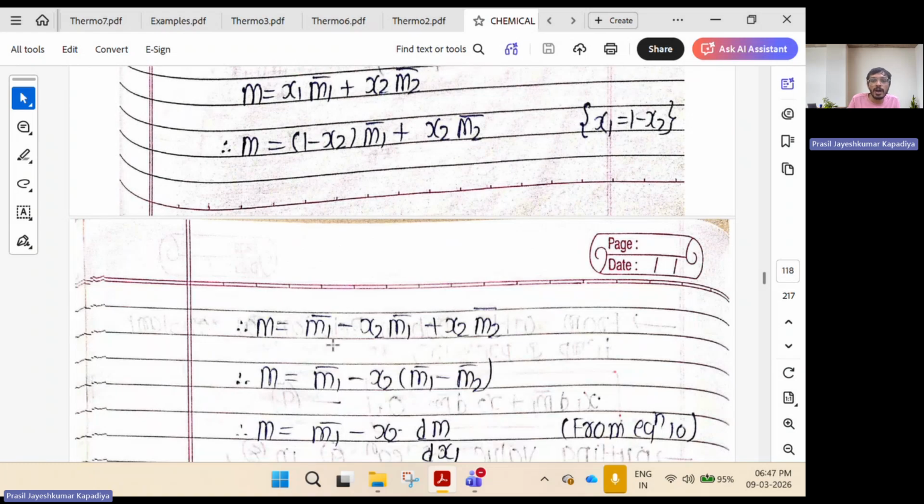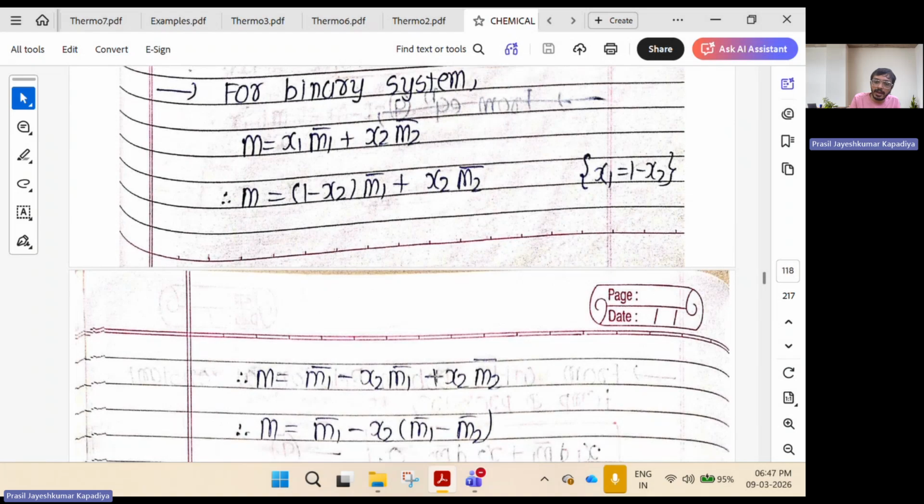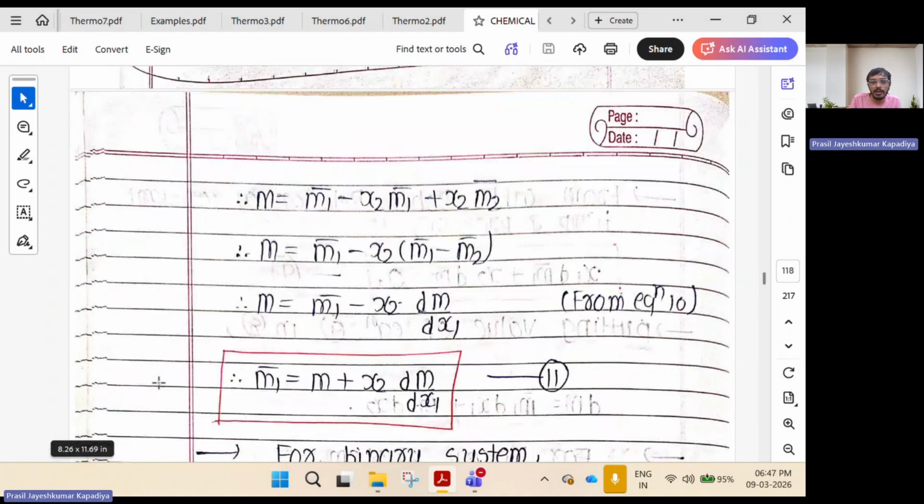So m will be m1 bar minus x2 m1 bar plus x2 m2 bar. So m will be equal to m1 bar minus x2 times (m1 bar minus m2 bar). So what can I do now? I can replace my m1 bar minus m2 bar with dm by dx1. So it will be dm by dx1.